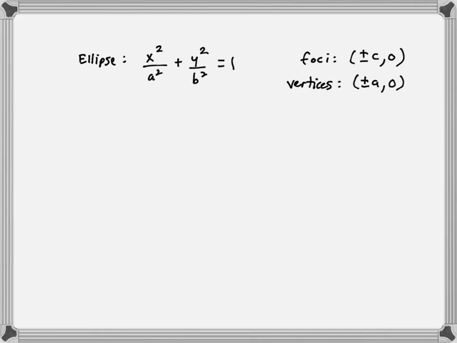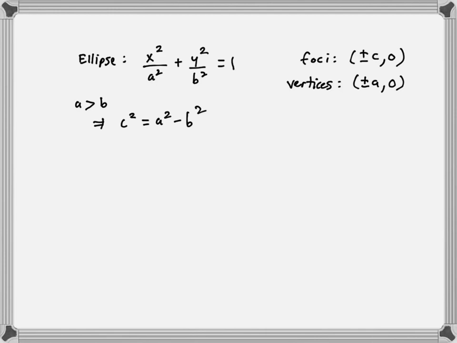Okay. And where is c in the relationship here? The thing you have to remember is that c will never be in your equation. However, you can find it easily. Remember, a is larger than b. So a squared is larger than b squared. And the way you can remember how to find c is that c squared is equal to a squared minus b squared, okay?